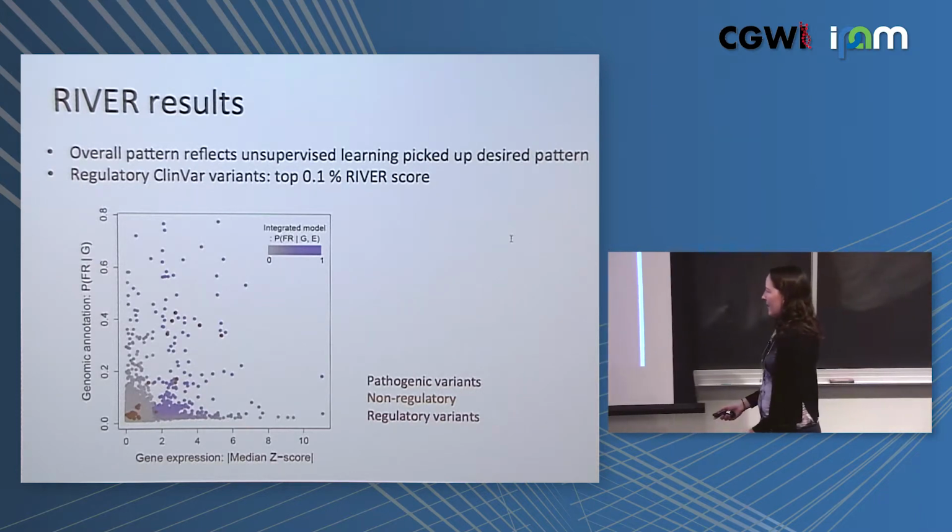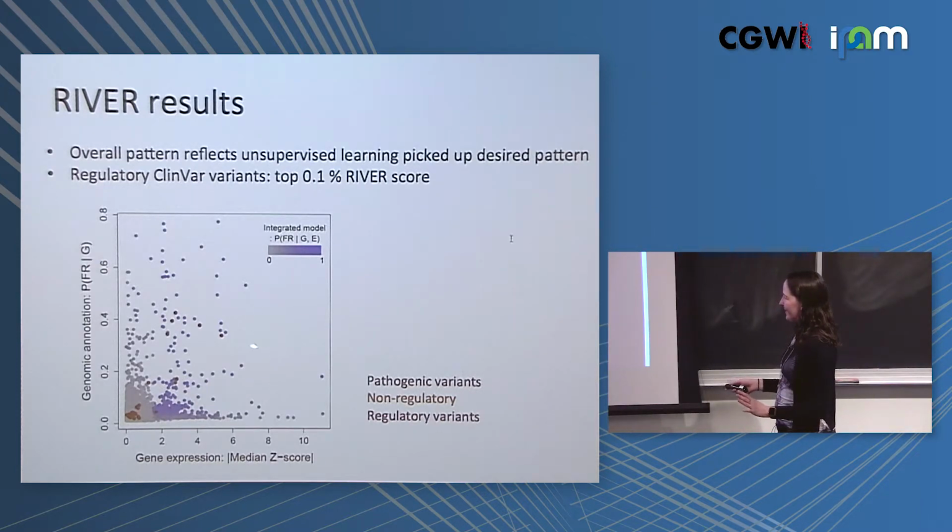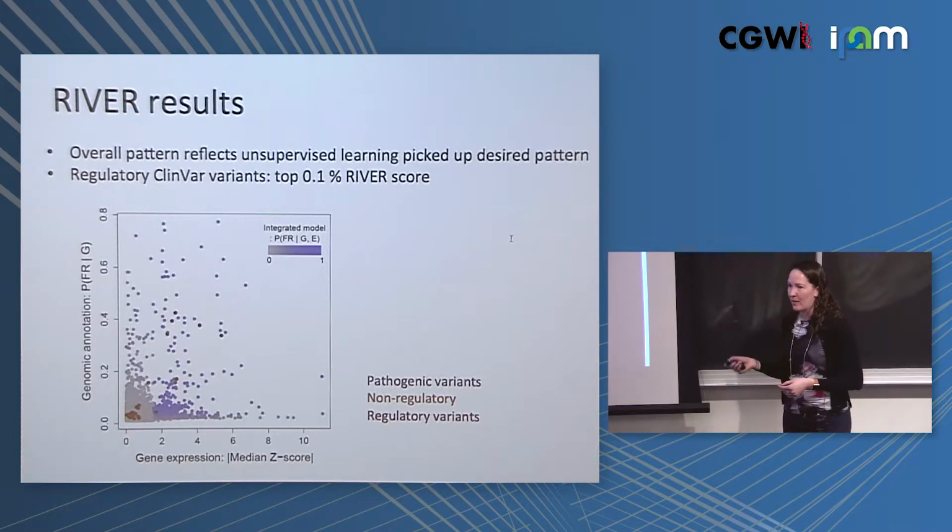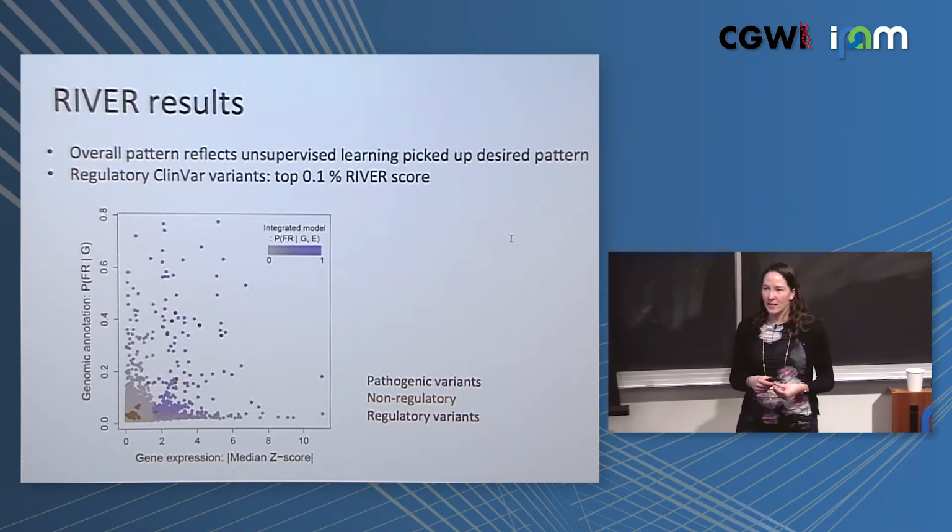So one thing that was nice, we see that the model, although it's completely unsupervised, is picking up the signal that we hoped it would pick up. And we do also see, for example, that regulatory pathogenic variants do tend to score very highly according to the posterior. In fact, all of the ClinVar regulatory variants turned out to be in the top 0.1% according to RIVER scores in our entire analysis of GTEx.